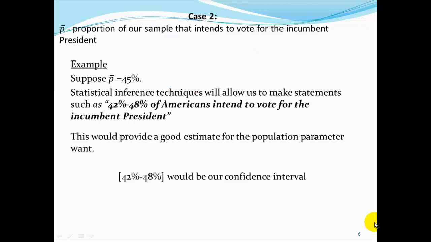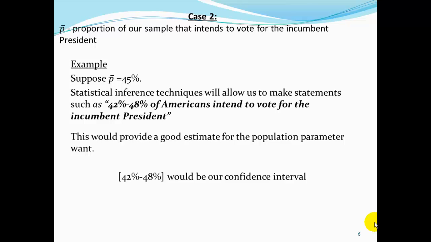For case 2, p-bar would be the proportion of our sample that intends to vote for the incumbent president. For example, suppose we analyze the sample of n registered voters and found that p-bar, the sample proportion, was equal to 45%. Statistical inference techniques will allow us to make statements such as 42 to 48% of Americans intend to vote for the incumbent president.